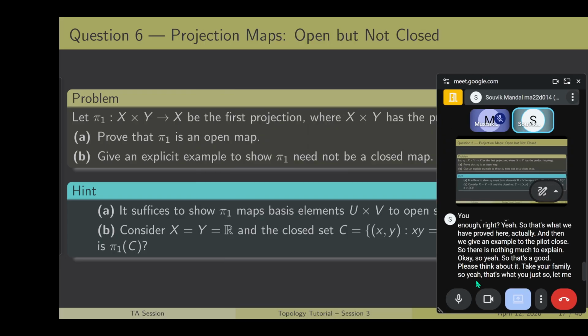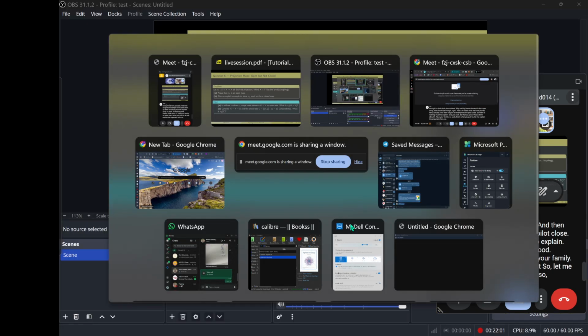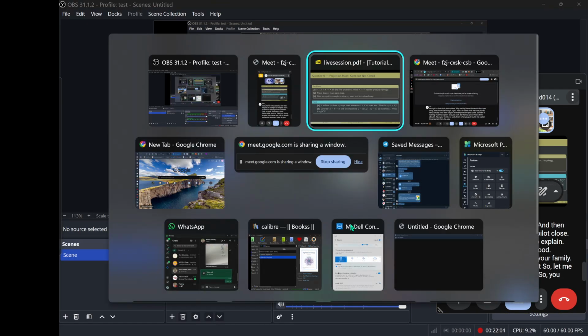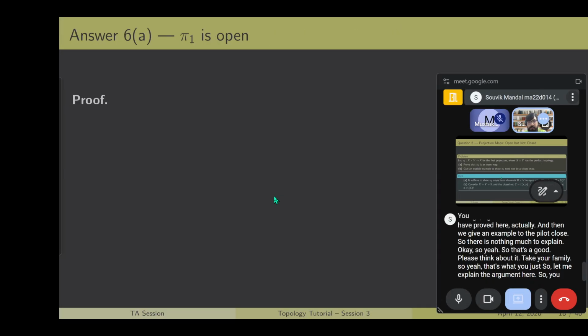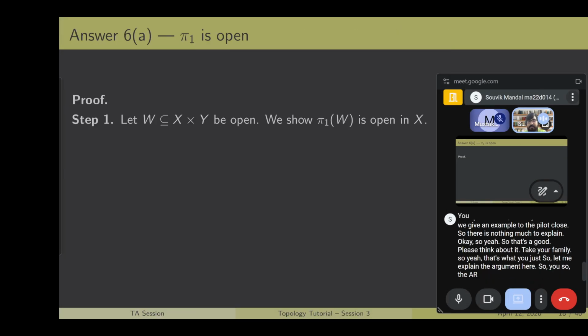So let me explain the argument here. Just hold on, everything will be fine, and let me check here. So the argument goes as follows. First of all, in order to show that π1 is open, we choose an open set W of X cross Y, and we'll show that π1(W) is open in X, right?